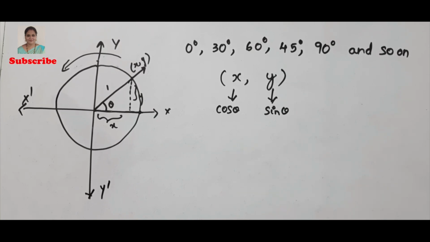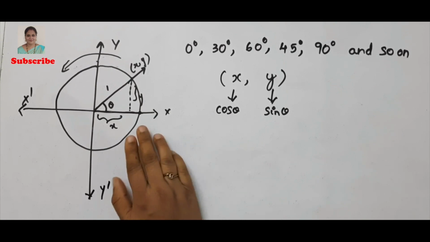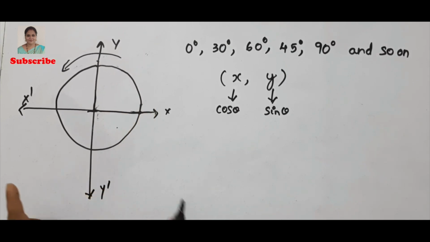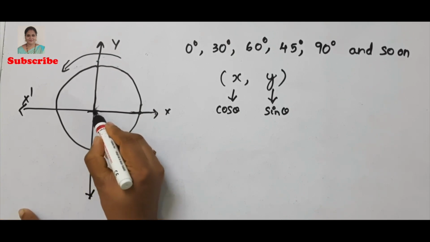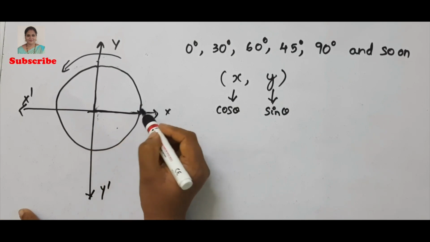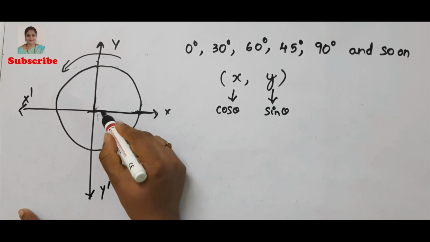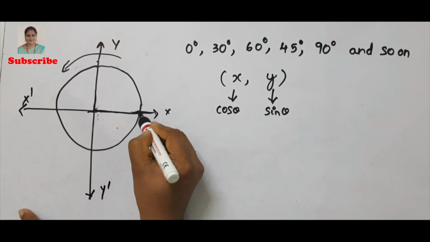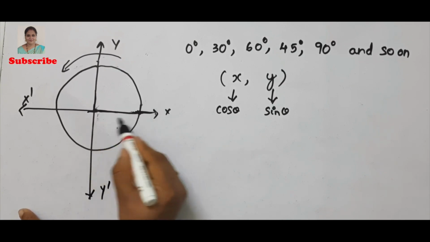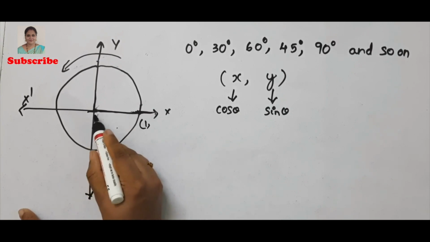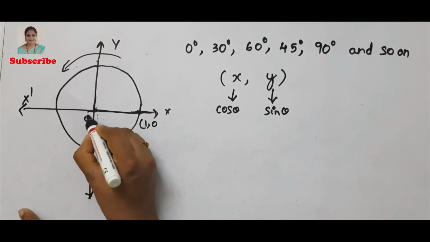Now let us go into the calculations of getting the values of the functions at different angles. Suppose the terminal ray is making an angle 0. 0 means it will be here, is it not? So the terminal ray will be along the x-axis. So when theta is 0, we need this point. The first coordinate x is 1 and y is 0. This is the origin, is it not?